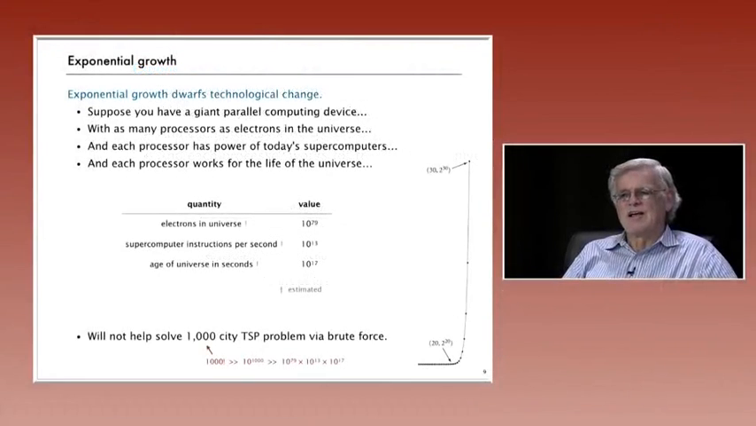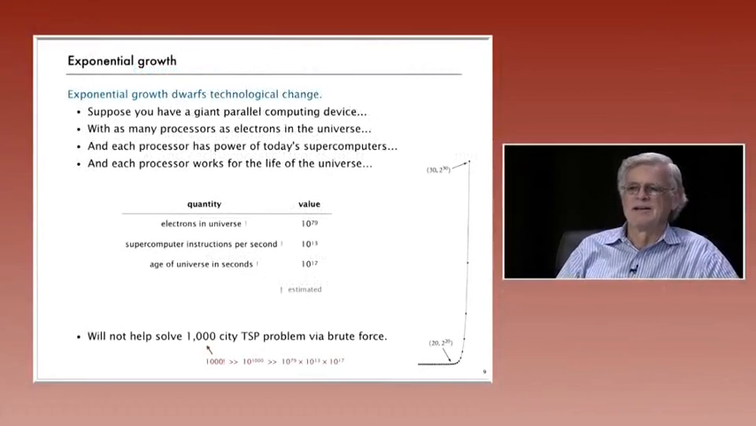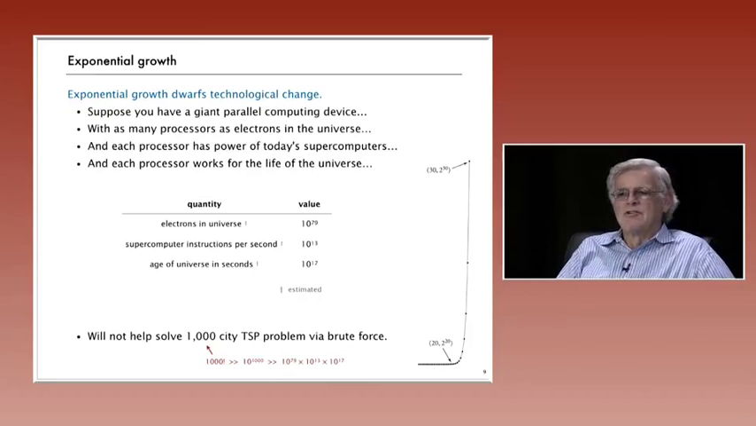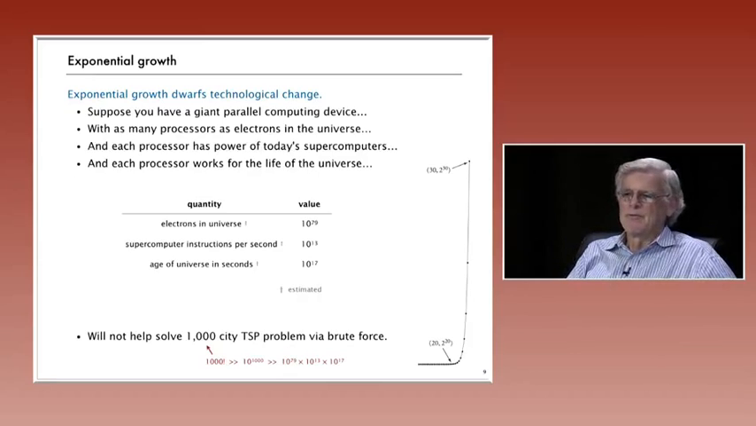Whereas 1,000 factorial is way bigger than 10 to the 1,000th. It's more like 1,000 to the 1,000th. So there's no way that you can imagine solving a 1,000 city TSP problem using that brute force algorithm. You can let your computer run, but it's not going to finish. Technology is out of the picture when we have exponential growth. So that's why it's so important to know which algorithms are going to require exponential time and which ones aren't.